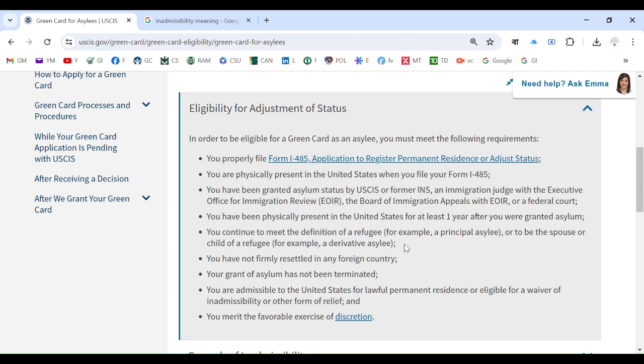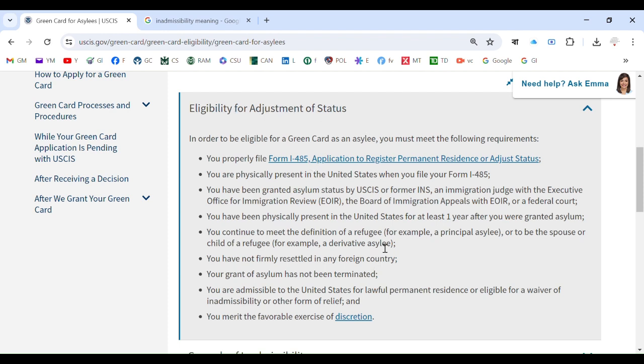That is the derivative asylee definition, okay? So you understand now. Then you have not formally resettled in any foreign country. So if you already have become a PR in Indonesia or Sudan or any other country in the world, whether it is a first world or third world country, developed or underdeveloped, it doesn't matter, but you are not firmly resettled, okay, then you are able to adjust status. You are eligible for adjustment of status.